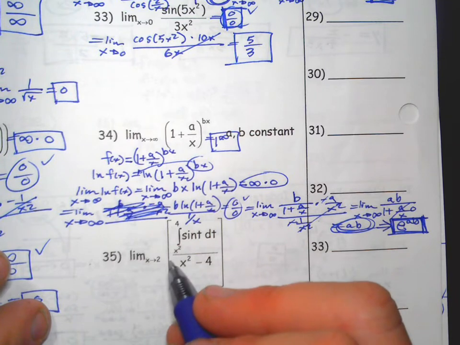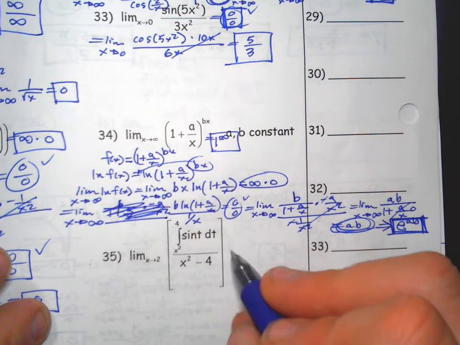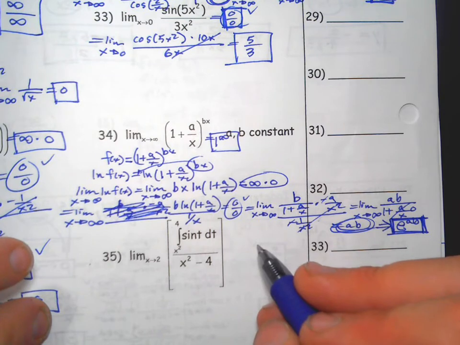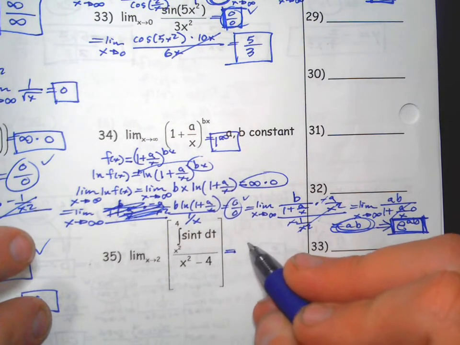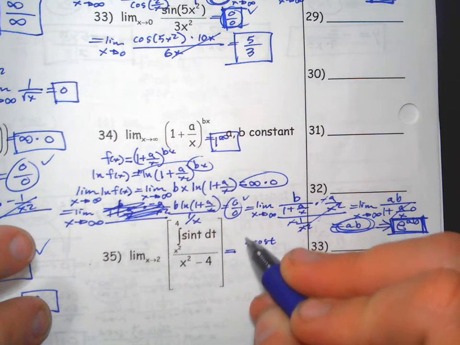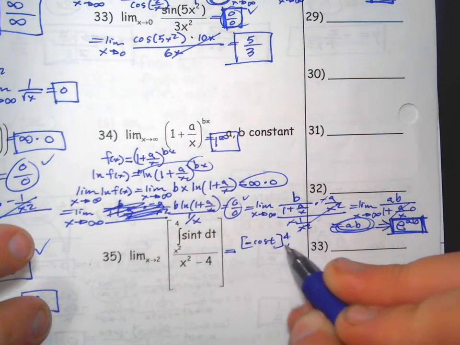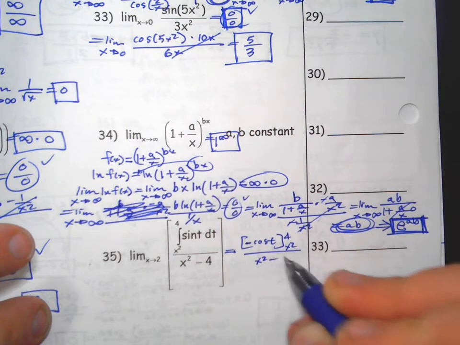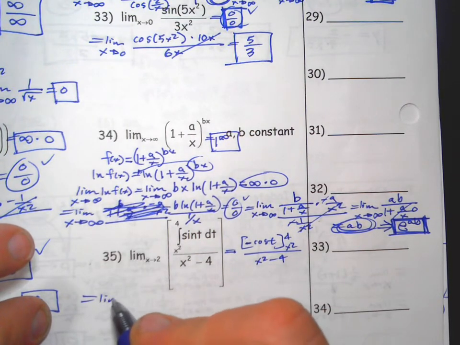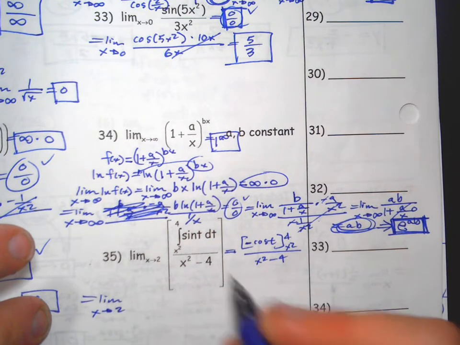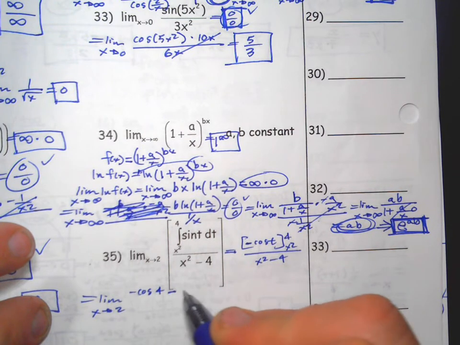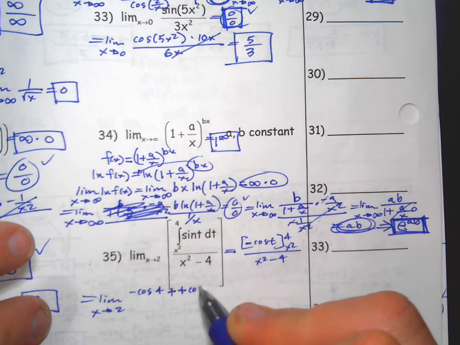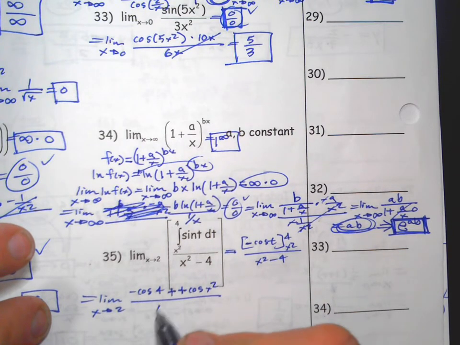Now this is interesting. This involves an integral. So, I mean, I guess we could integrate it, right? It's the antiderivative of sine. Negative cosine. Okay. And then, so that'd be negative 4 cosine 4 plus cosine x squared over x squared minus 4. So we're going to take the limit of that.